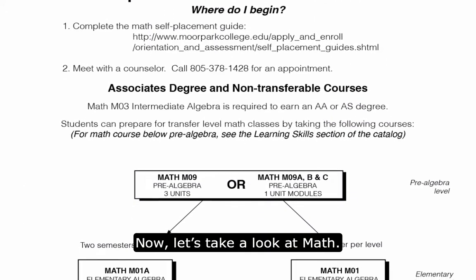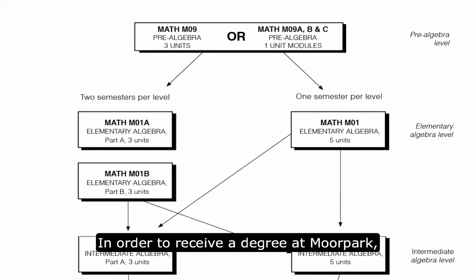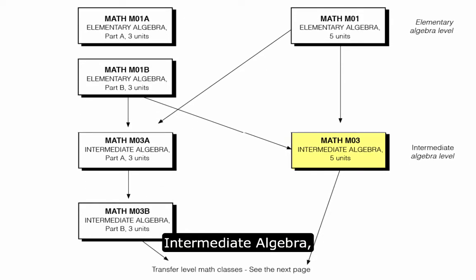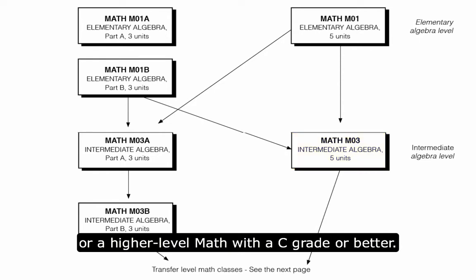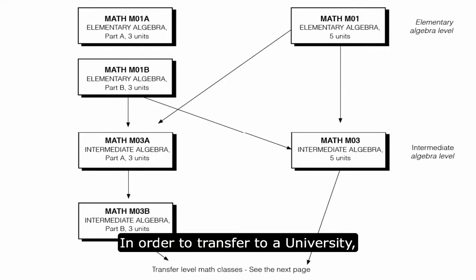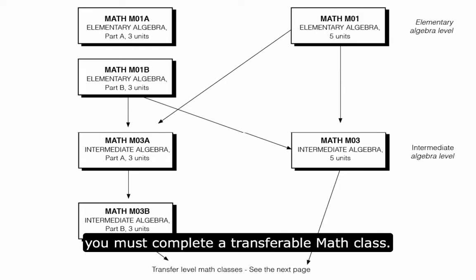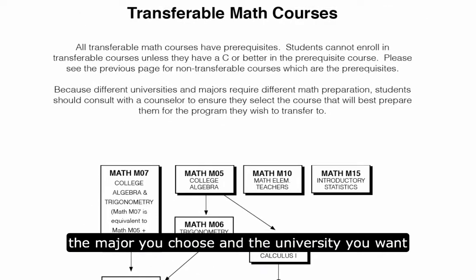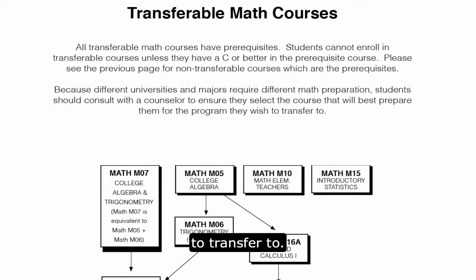Now, let's take a look at math. In order to receive a degree at Moorpark, you must pass Math M03, Intermediate Algebra, or a higher level math with a C grade or better. In order to transfer to a university, you must complete a transferable math class. Your transferable math class depends on the major you choose and the university you want to transfer to.